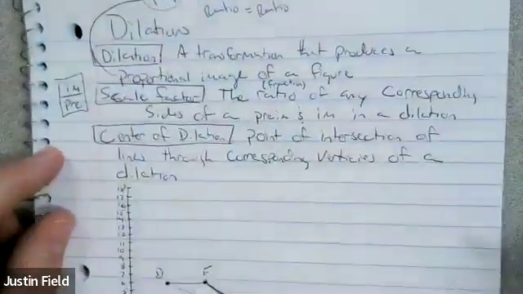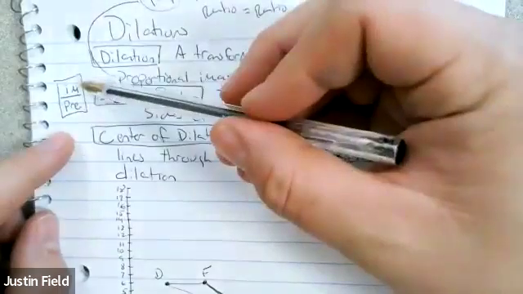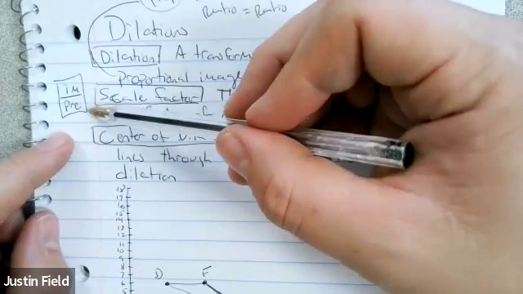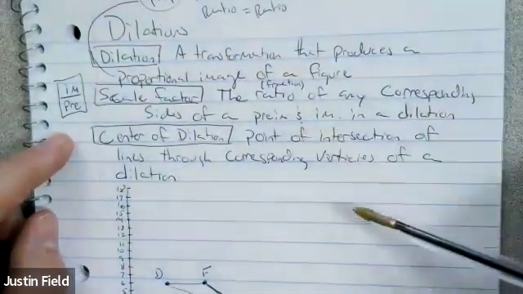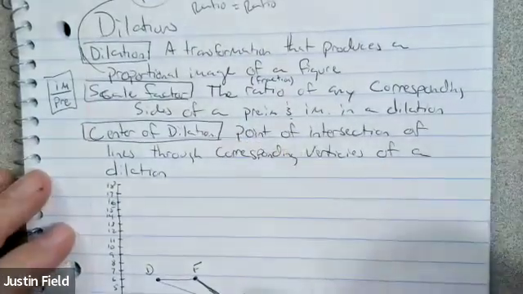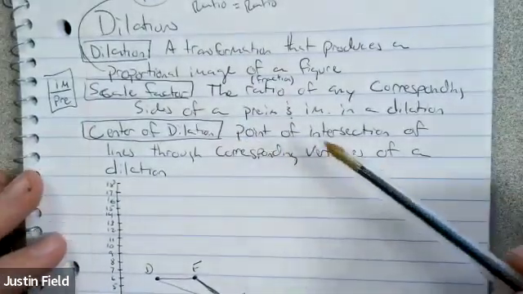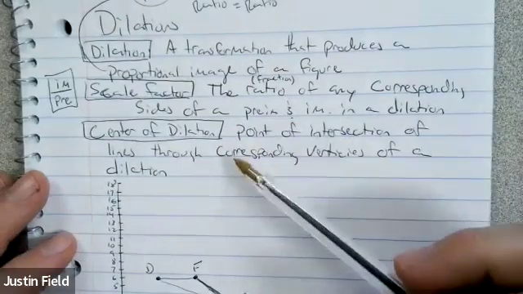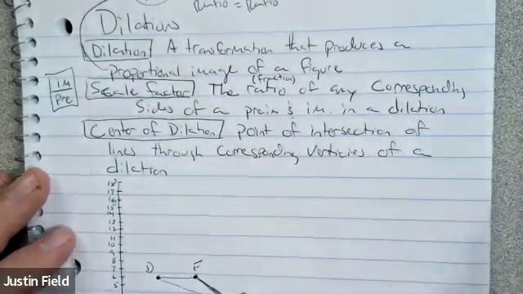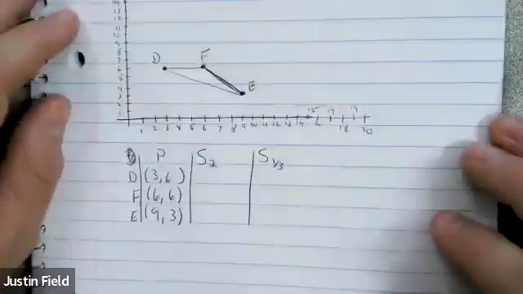So if I ask you what the scale factor is, find a side in the image and the corresponding side in the pre-image and make it into a fraction. That's all you got to do. The center of dilation, we're going to look at that in just a minute. It's the point of intersection of the lines through corresponding vertices of a dilation. It's actually really beautiful, and you'll see it in just a second.